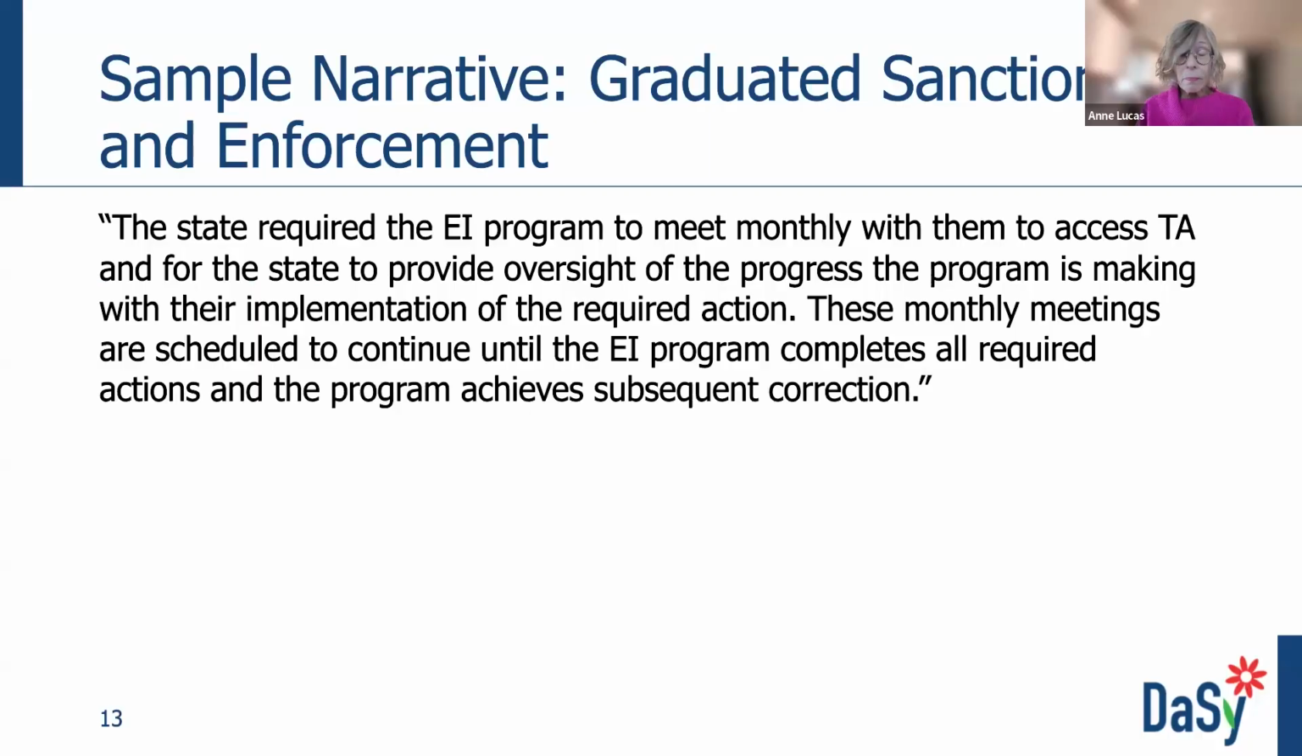And then as a final wrap up of this section, as far as sanctions, the state required the EI program to meet monthly with them to access TA. So they're requiring access of TA, and for the state to provide oversight of the progress. And the monthly meetings are scheduled to continue until the program completes all required action and the program achieves subsequent correction. So that's a scenario that we've provided to give you a clue on how those three parts fit together in a story. And with that, I'm going to turn it back to Ginger.